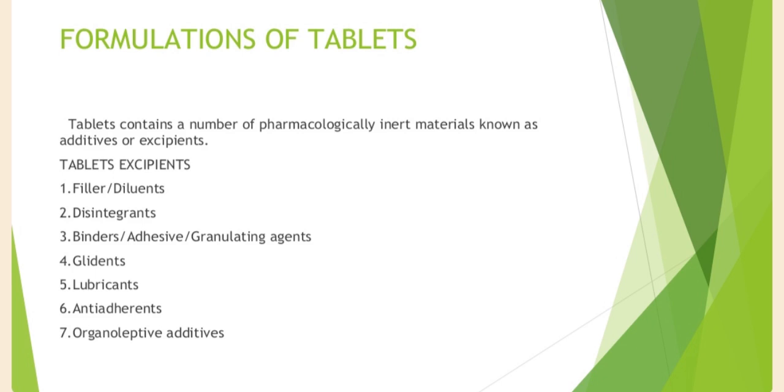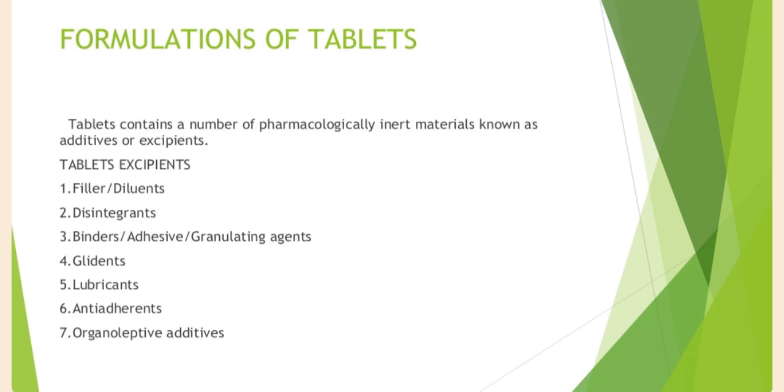Next we move on to binders or adhesives or granulating agents. Binders are added to improve the adhesive property of compressing materials. They provide moisture to convert the fine powder into a damp mass, which after passing through a sieve forms granules. They hold the ingredients of the tablet together and provide mechanical strength to the tablets during and after compression. For example, polyvinyl pyrrolidone, starch derivatives, alginates, cellulose derivatives, etc.